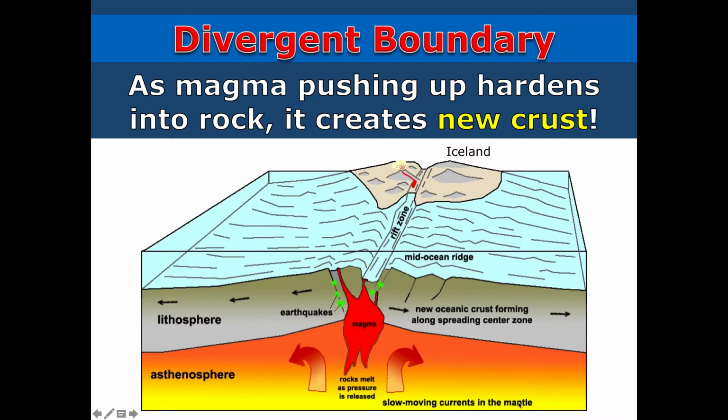This is exactly what's happening in the Atlantic Ocean, underneath the Atlantic Ocean in the asthenosphere. We have these convection currents underneath the lithosphere, underneath those big plates, sending them in opposite directions, creating that divergent boundary.